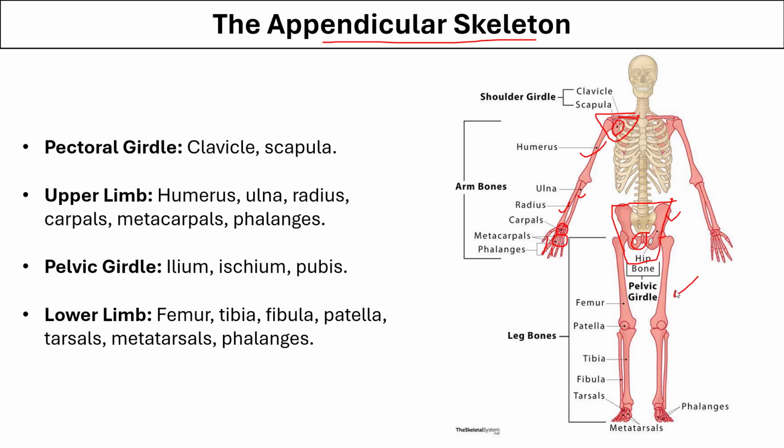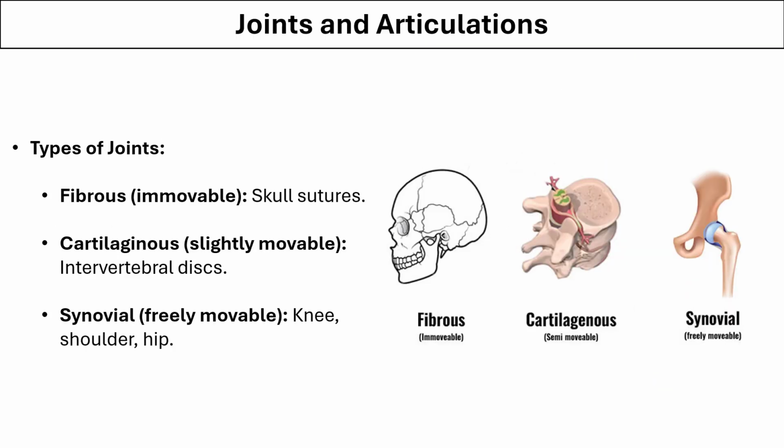Then your lower limb, your leg, has this longest bone called the femur, and then you have tibia and fibula, just like you have radius and ulna in the arm. Then you have tarsals, metatarsals, like you have carpals and metacarpals in the hand, and in your toes you have phalanges, just like you have phalanges in your fingers. And you also have a kneecap called patella in your lower limb.